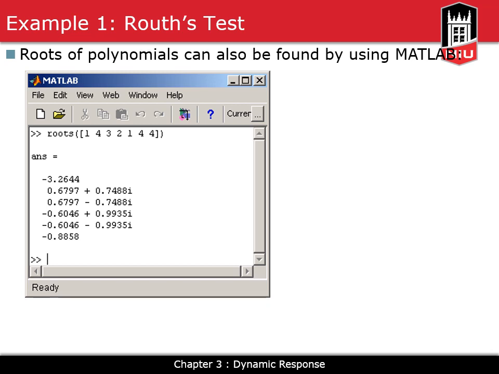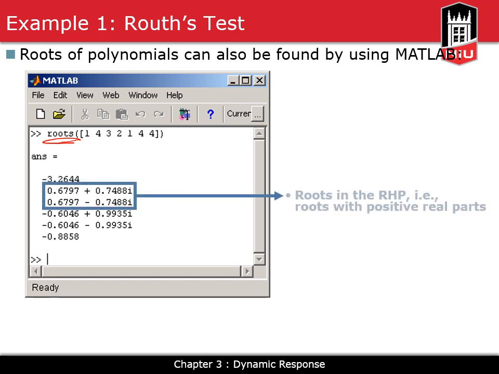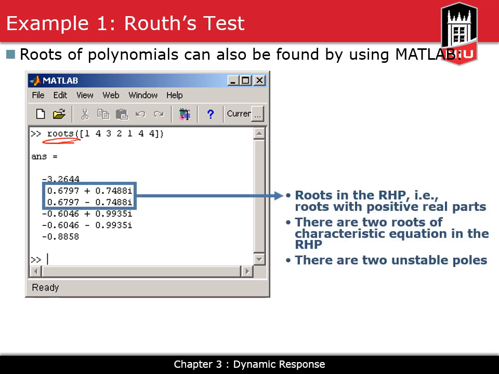We can check our answer using MATLAB. This is the alternate. This is not the continuation of the solution. If we could do this from the beginning, there was no point in using the Routh array. To solve the characteristic polynomial, you can use the roots command in MATLAB. Just give the coefficients of your polynomial in an array to that command, and it will find the roots for you. If you look at the roots here, two of these roots have positive real parts, 0.679. That means they're on the right half plane, and that confirms the answer we found from the Routh array.